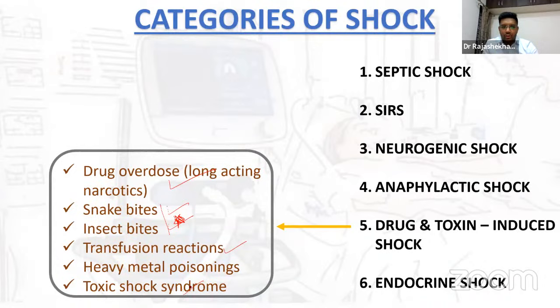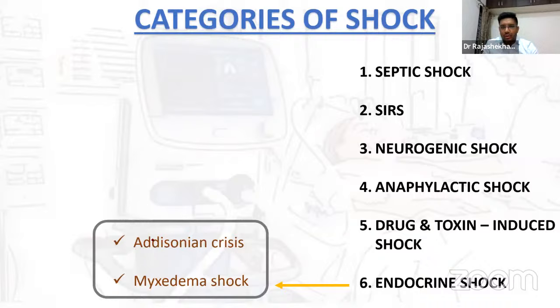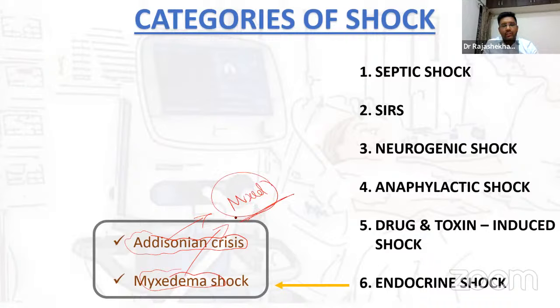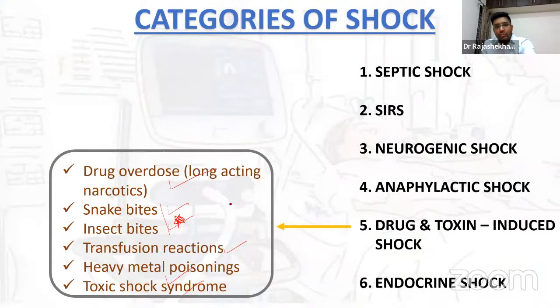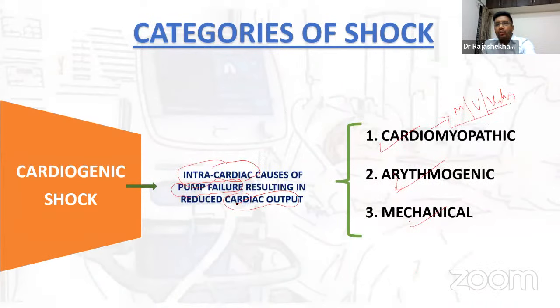Then the endocrine causes, there are two endocrine causes of shock. One very important is the Addisonian crisis. Then a mixed edema shock. To perfectly say, these are usually mixed type of shock, but for all practical purposes, they are included under the distributive shock. Whereas if you take the other causes of shock, I will not be going through each and every cause of the shock. The list is available in all the textbooks.